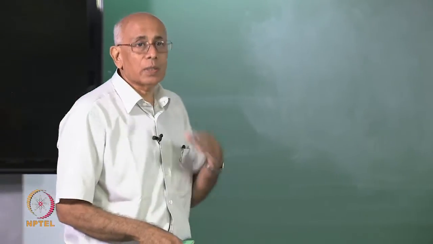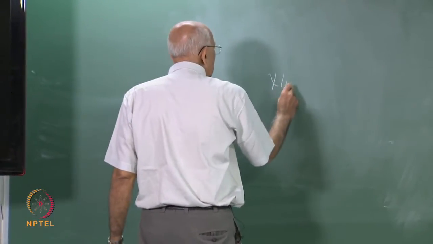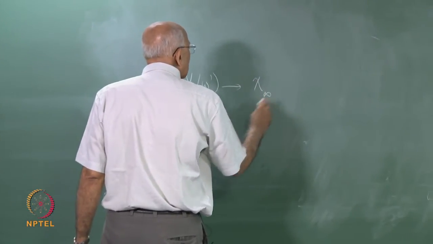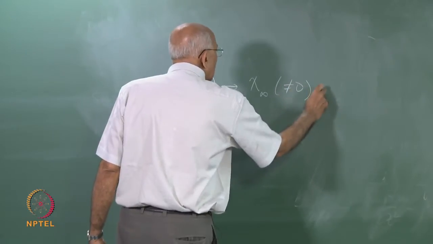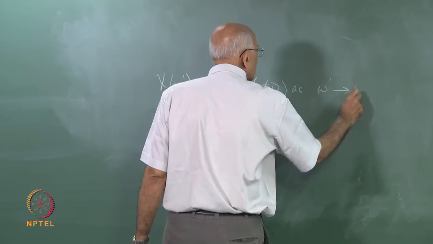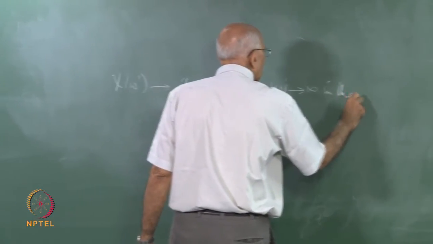Well, suppose it turns out that chi of omega prime goes to some constant, not equal to 0, as omega prime goes to infinity in the upper half plane.